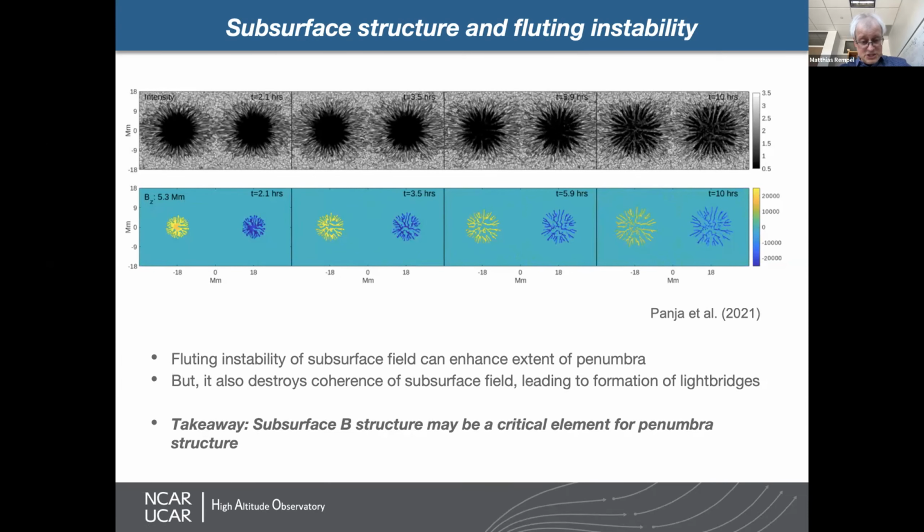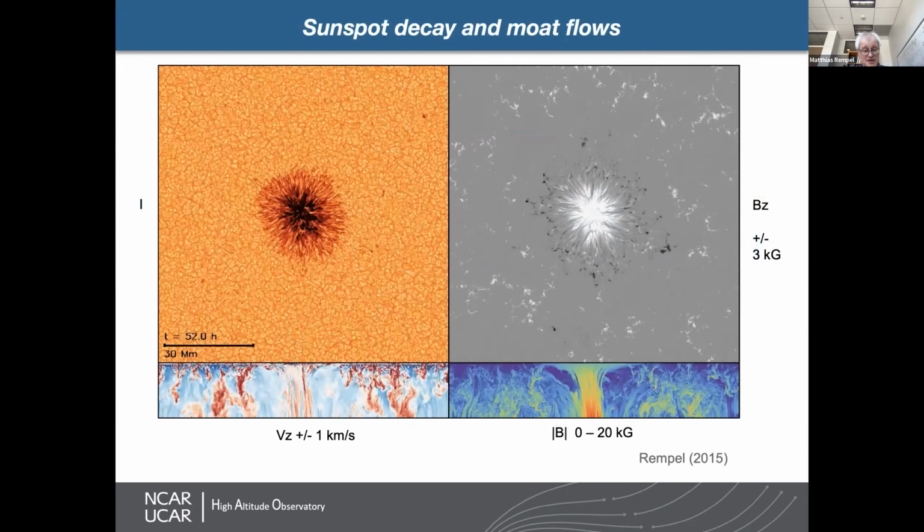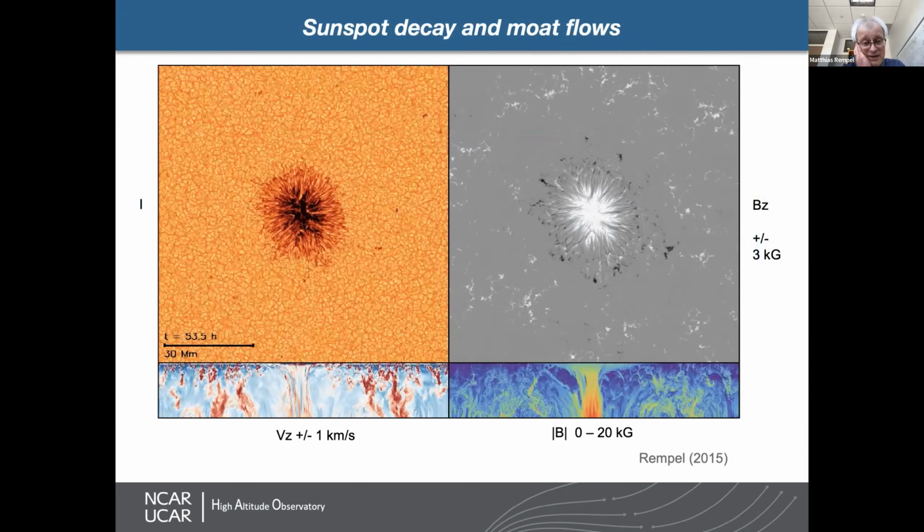So this is a promising approach. It definitely shows strongly that the subsurface structure of sunspots may be a critical element in understanding the penumbra, but it looks like also here one has to do some tuning of the setup. You want to have some fluting, but you also at the same time want to constrain it to not move too far. Of course, the fluting instability certainly will play a role in the decay of sunspots.